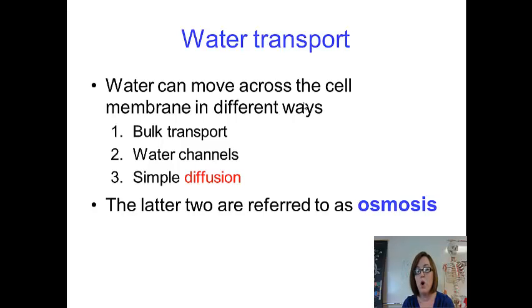Now we're going to talk about water transport. Right? So water transport is really important across the cell membrane. Water can cross via bulk transport, but water can also go through channels. We have special channels in the cell membrane called aquaporins, or water pores, and that allows for the facilitated diffusion of water. And then water can also cross via simple diffusion too. So the latter two, in other words, if we're using water channels and simple diffusion, that's collectively called osmosis.